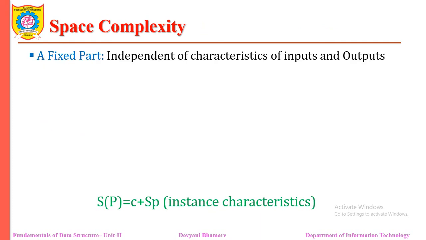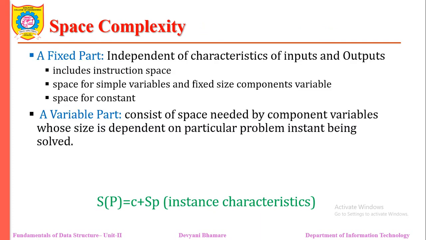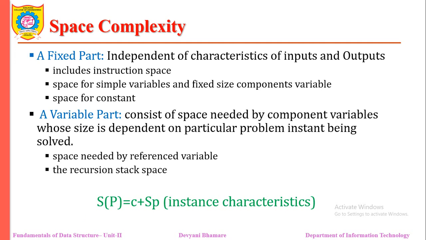So the space complexity has a fixed part, which is independent of input and output, and a variable part, which consists of the space needed by the component variables whose size is based on our particular problem.